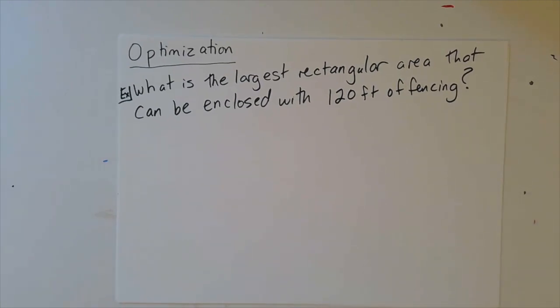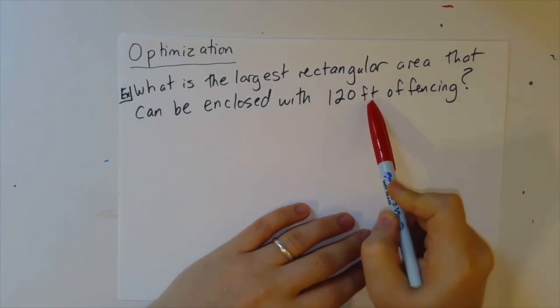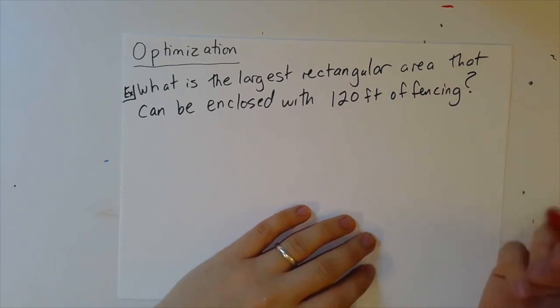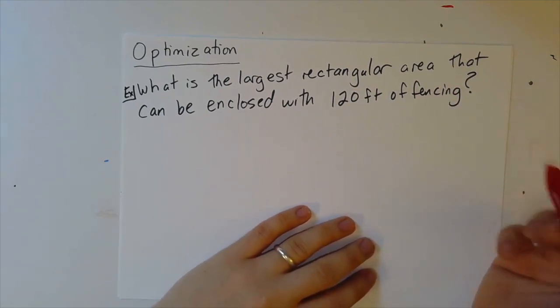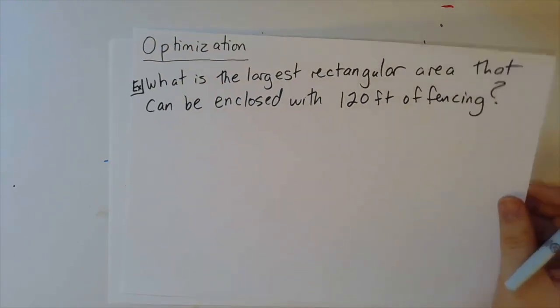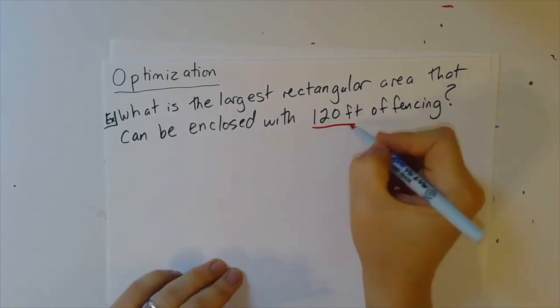So here the question is, we have 120 feet of fencing, and we want to build a rectangular fence. And the question is, what's the largest fence that we could build, given that? Okay. So I want to show you a bunch of the fences that you could build. So remember, we have 120 feet of fencing.